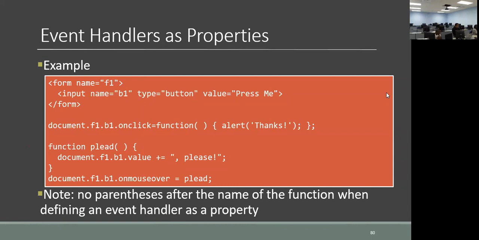The first one. This code is when you hover the mouse over the button, then please would come up. It would go from press me to press me please. When you hover the mouse over, it will say press me, please.